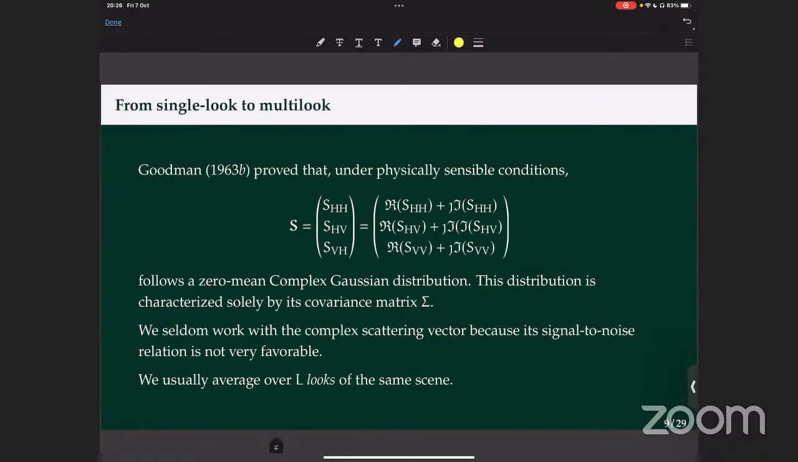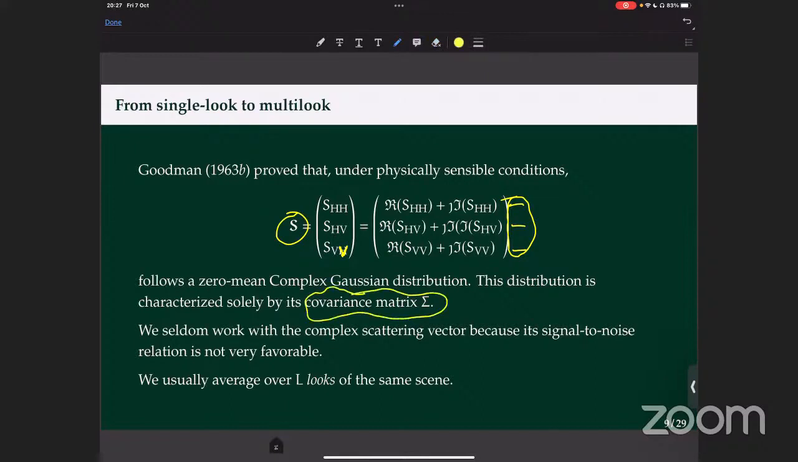The scattering vector is comprised, as I already mentioned, of three complex numbers. The question is, how do these three bivariate normal random variables work together? It's not enough to say that this is normal, and this is normal, and this is normal. I want to know the joint distribution. Well, Goodman proved that S follows a complex Gaussian distribution. I won't go into every detail, but it's enough to know that this complex Gaussian distribution needs only one parameter to be characterized, the covariance matrix.